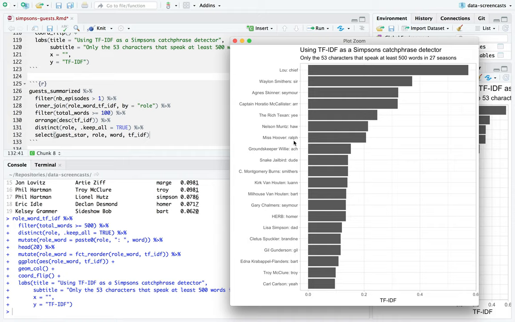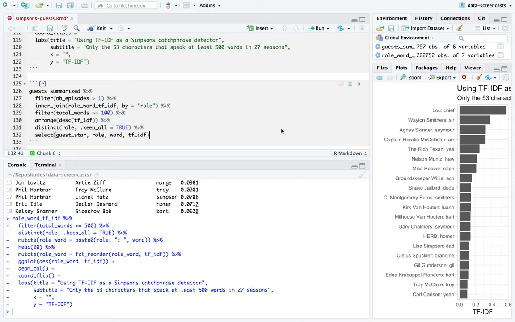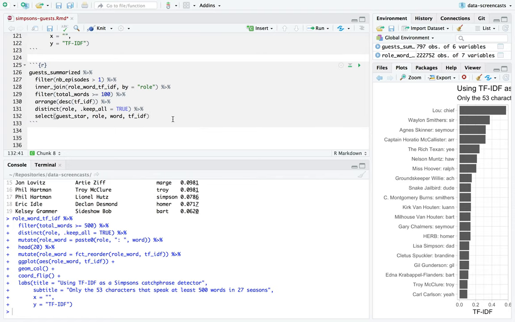And you actually see some interesting things, like that while Montgomery Burns has a catchphrase of excellent, he uses the term Smithers even more specifically to him. All right, so that's a bunch of things that we learned in this process.